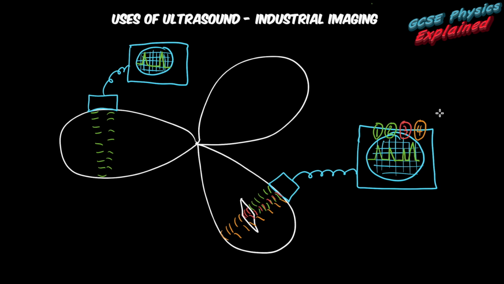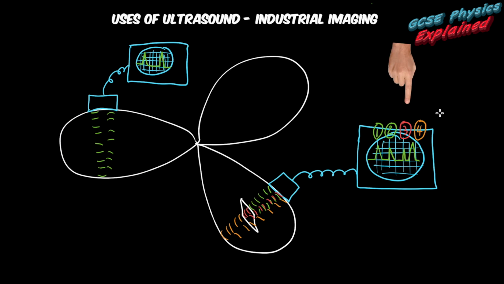Right, you can see from the first trace there's only 2 pulses. The first pulse is a reflection off the front surface of the blade as the ultrasound first enters. The second pulse is the reflection off the back surface.